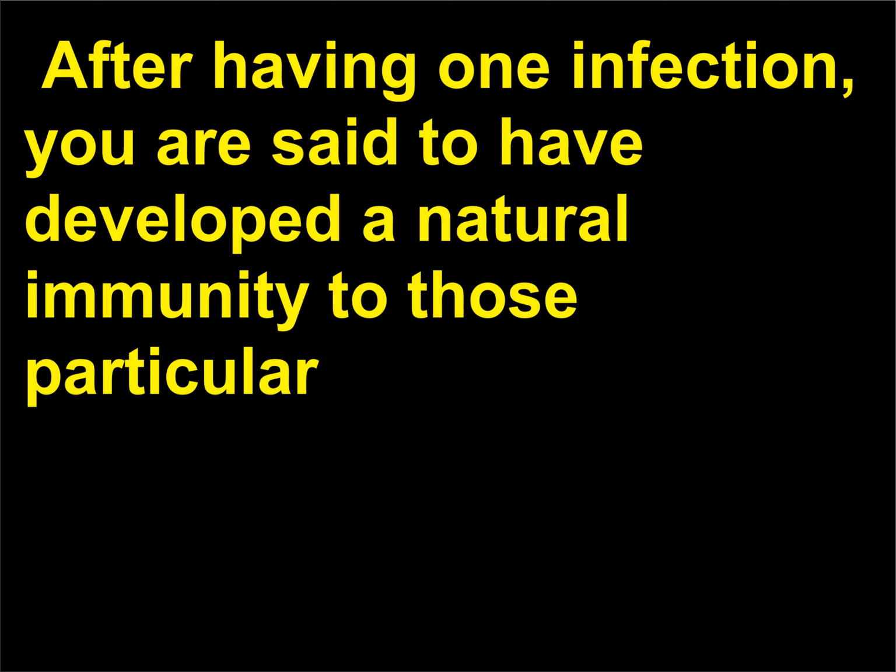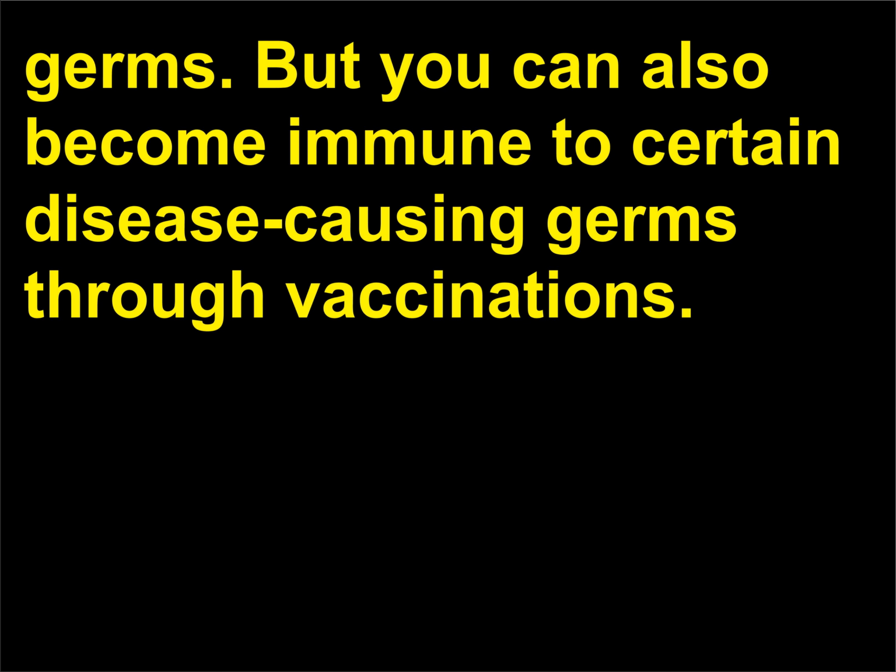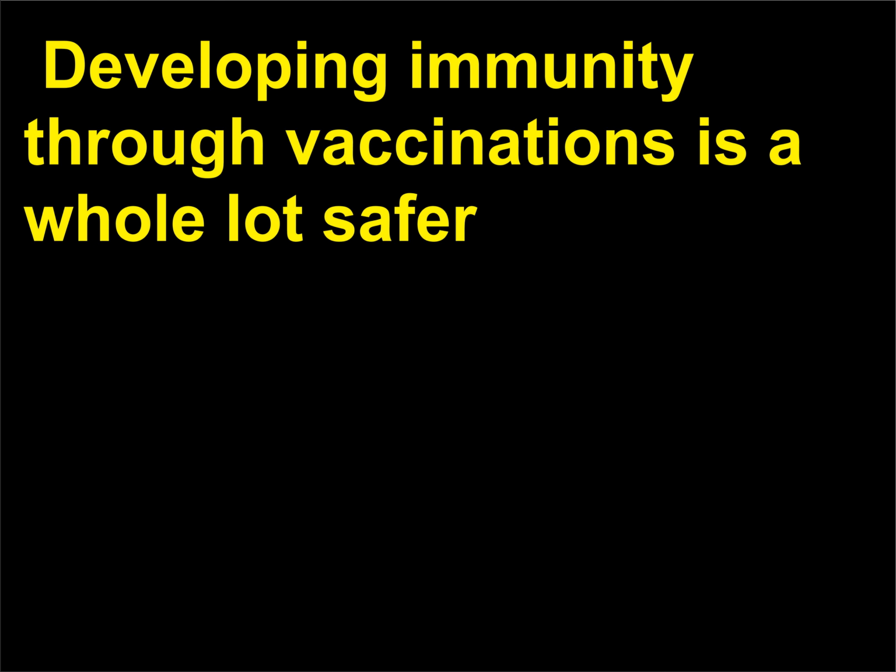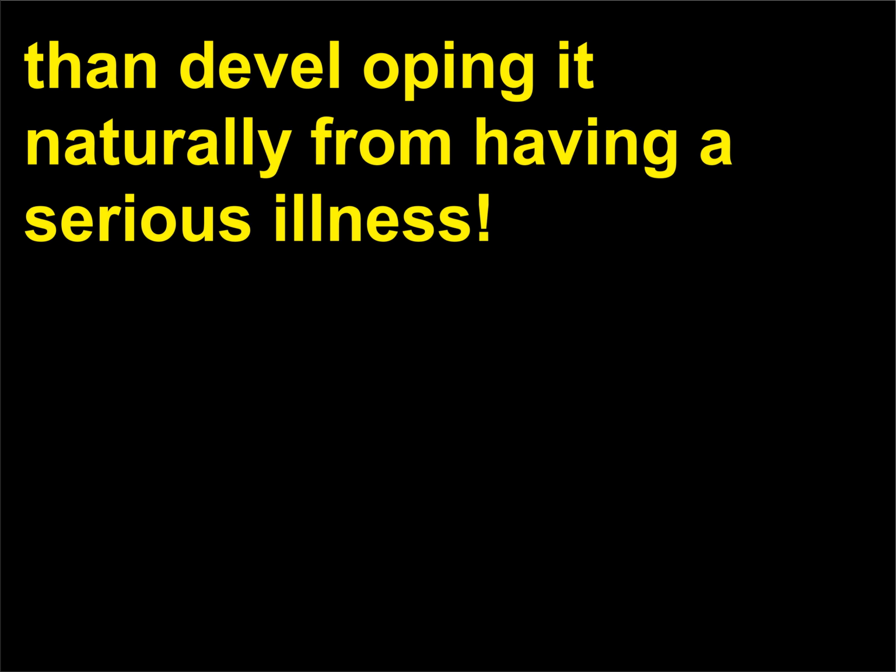After having one infection, you are said to have developed a natural immunity to those particular germs. But you can also become immune to certain disease-causing germs through vaccinations. Developing immunity through vaccinations is a whole lot safer than developing it naturally from having a serious illness.